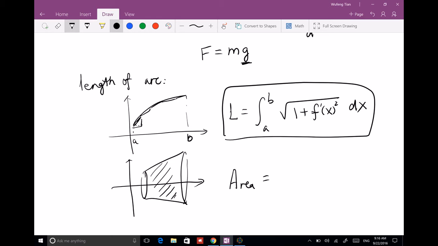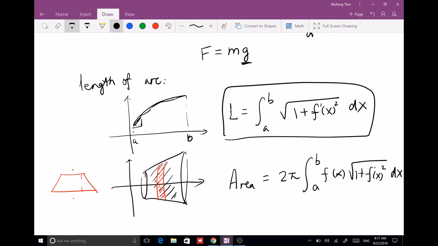So basically, we're going to cut this surface into a lot of small trapezoids. Then the trapezoid formula is, you add the top and the bottom and times the height. Look at that, okay. So the formula for this one is 2 pi times the integral from a to b of f(x) times the square root of 1 plus f prime of x squared dx.